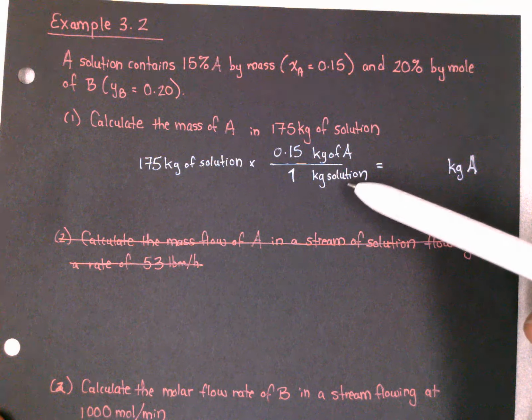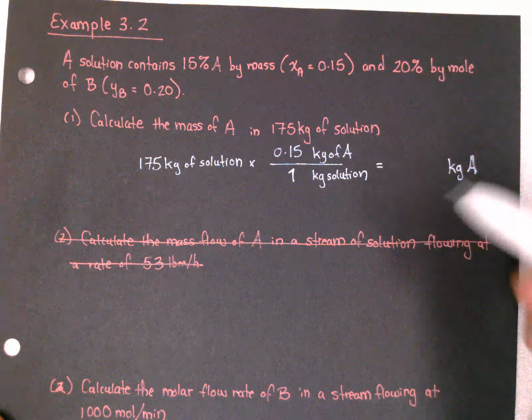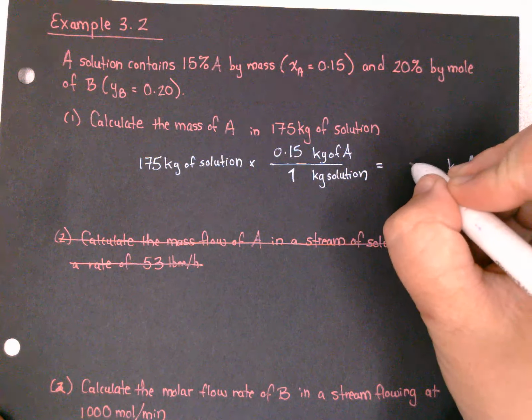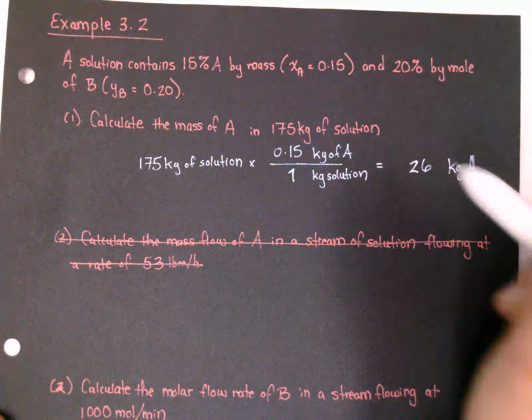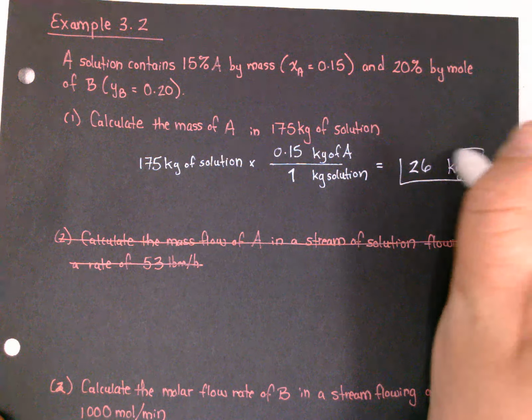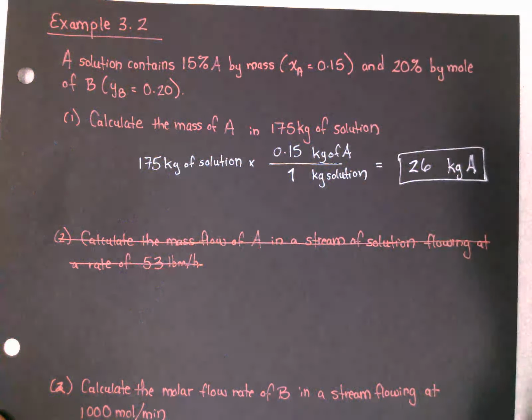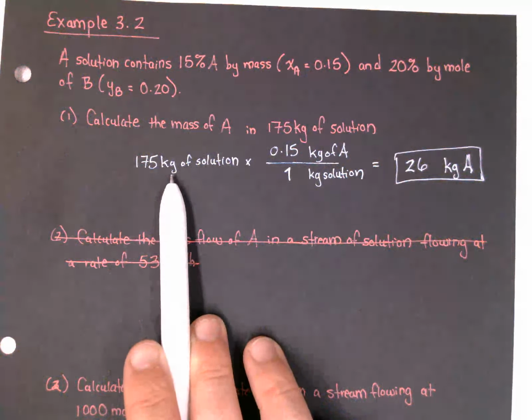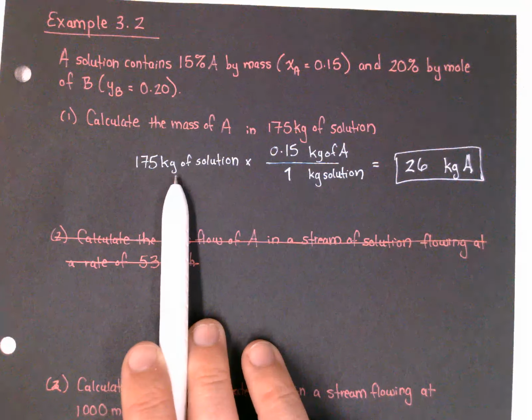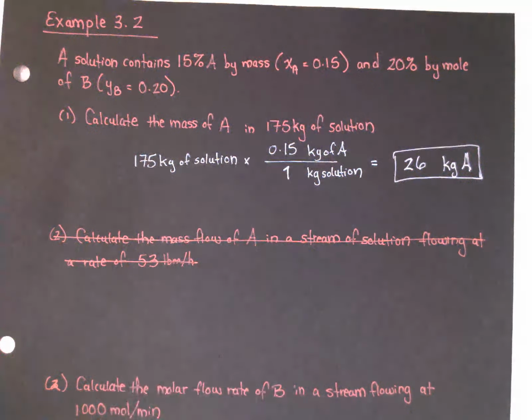So if we multiply the 0.15 times this 175 kilograms, we see that 26 kilograms of A are in the solution, right? That's 15% of this, right? And that's the definition of mass fraction. And we're not doing this next one. This is from a previous year.